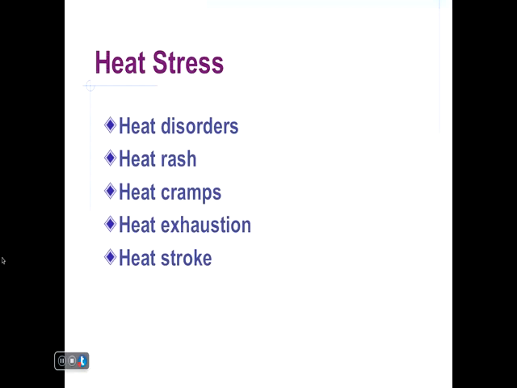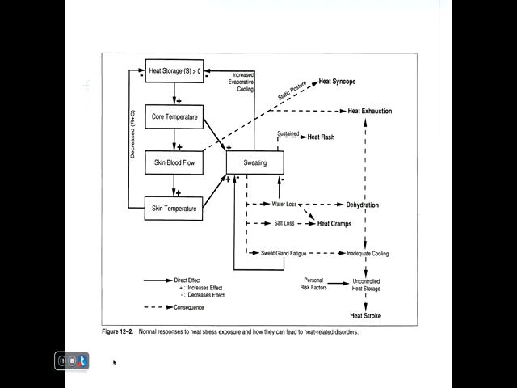But what will happen to you when you start getting into those types of situations? Well, there are several things that can occur, and I have them listed here. There are various heat disorders that can happen. One is heat rash, one is heat cramps, one is heat exhaustion, and the final and most serious is heat stroke. And I like this chart to try to talk through them a little bit, and we'll look at all of these different things on the chart.